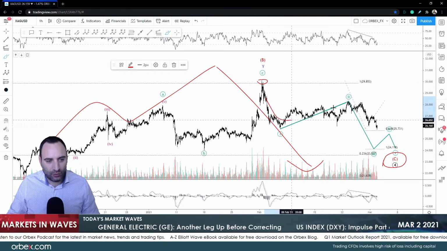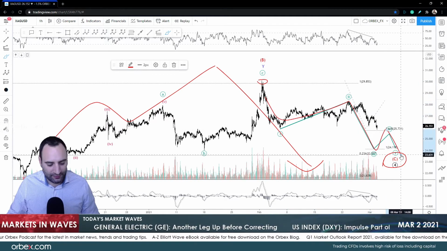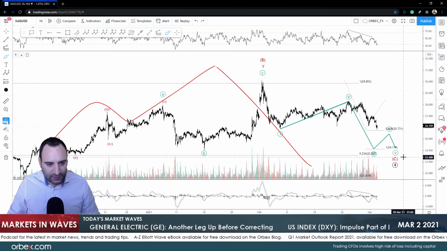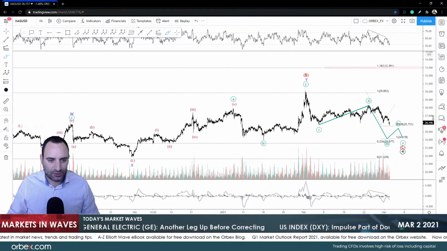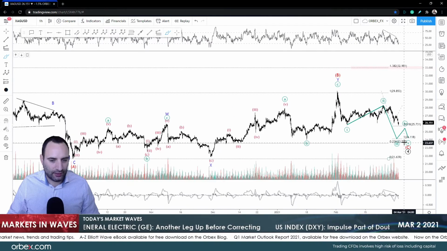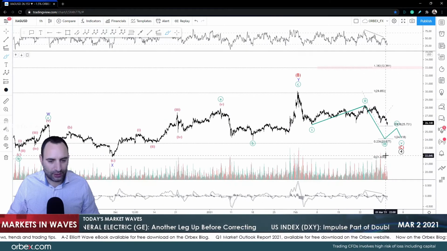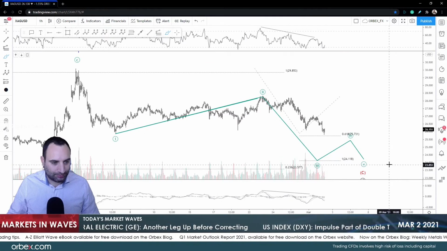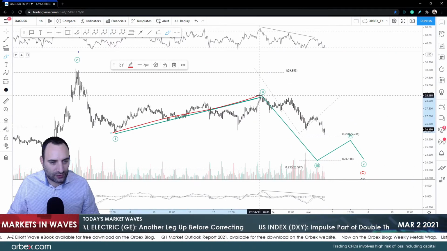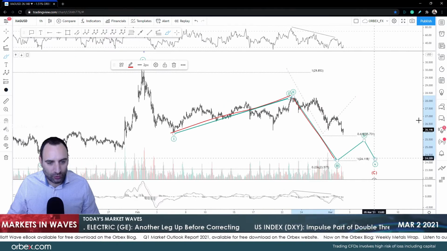Now we're expecting 1, 2, 3, 4, and 5 around 2357 or so to take out this particular correction, to finish this correction. Now, if we go a little bit closer, what is going on here is that we've had waves 1 and 2, and we're going down for wave 3.